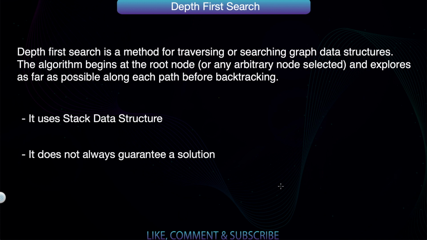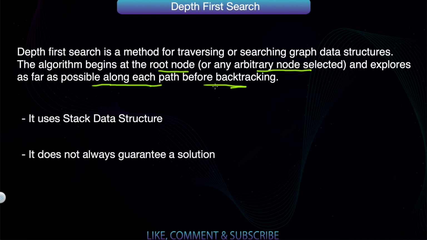Depth first search is a method for traversing or searching graph data structures. The algorithm begins at the root node or any arbitrary node selected. So we can select the root node, or it can be any arbitrary node, and it explores as far as possible along each path before backtracking. So we explore the paths and then we backtrack.